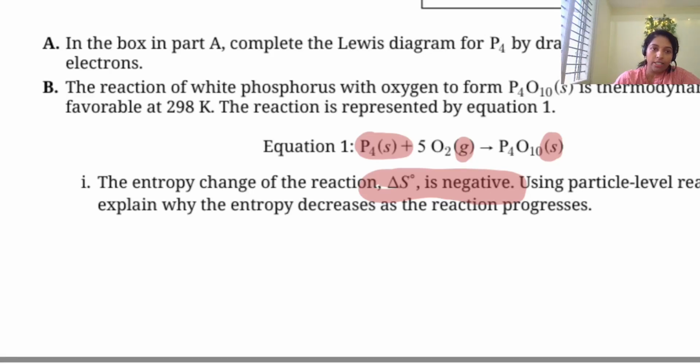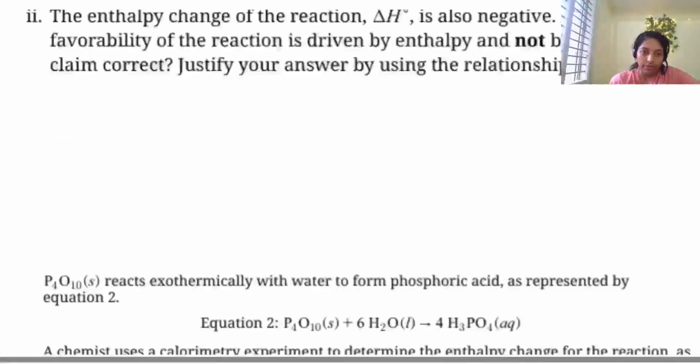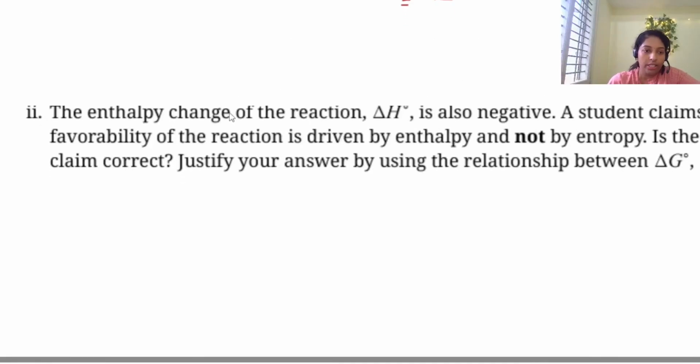That's why delta S is nothing but final minus initial. So final means product entropy, product disorderness, minus initial disorderness. So definitely it will be a negative value because the initial state is more chaotic, right? That's all.